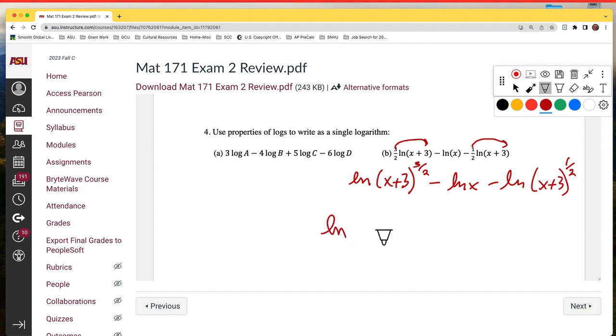So what I would do is I would do this in one step. I would then just make it the natural log. This first one is positive, so that goes in the numerator. These next two are subtraction, so both of them go into the denominator. And that's the final answer.